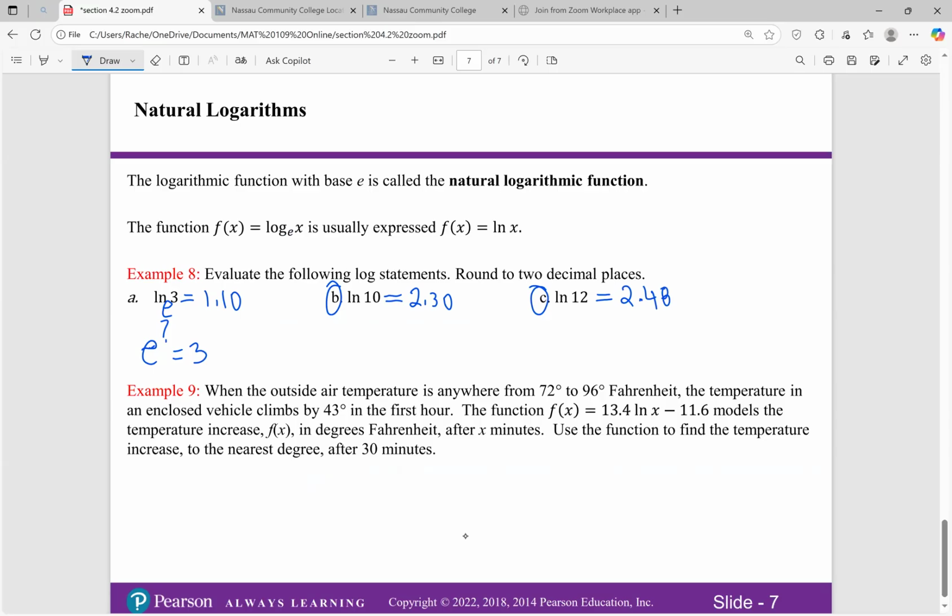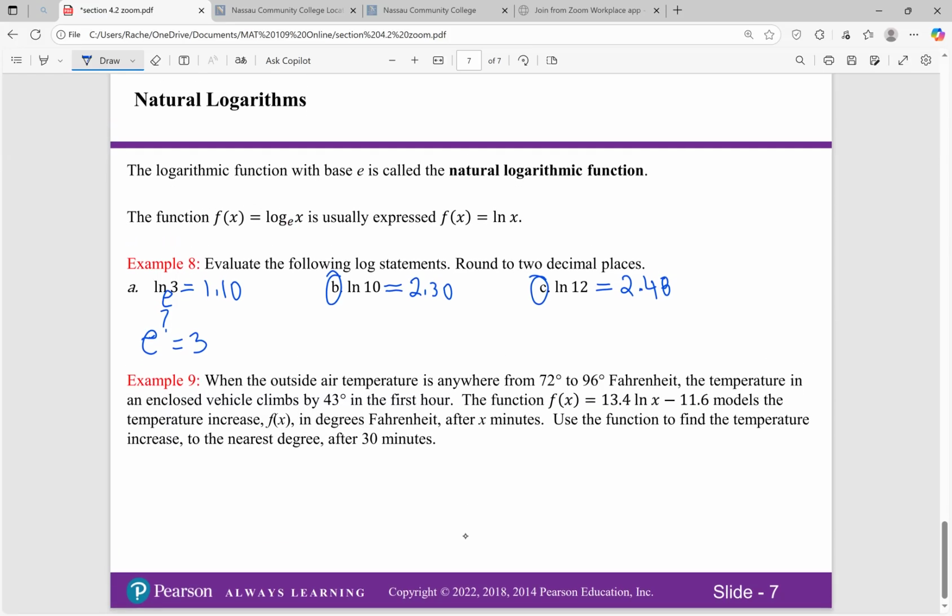So that's the difference between the natural log and the common log. Common log, we use log. Assumption is base 10. And then if we see ln of x, that's the natural log, and then the base is e. And let's do a word problem where we use the natural log just for practice.